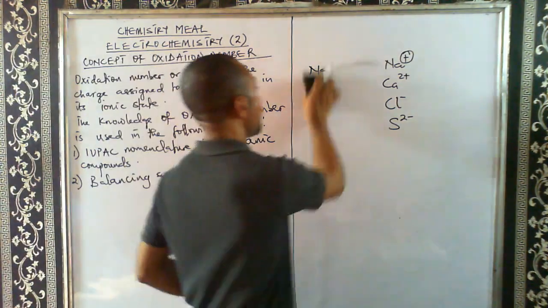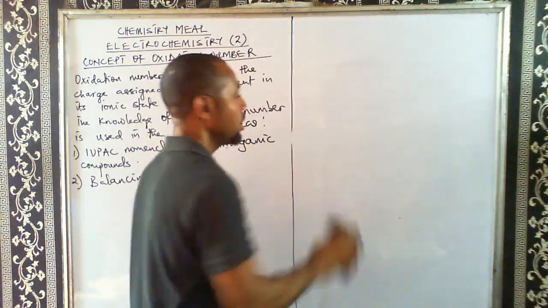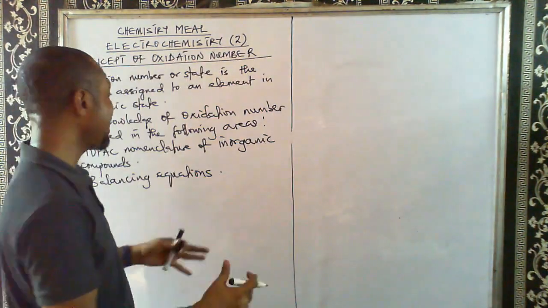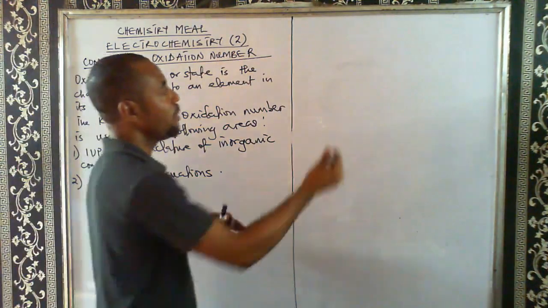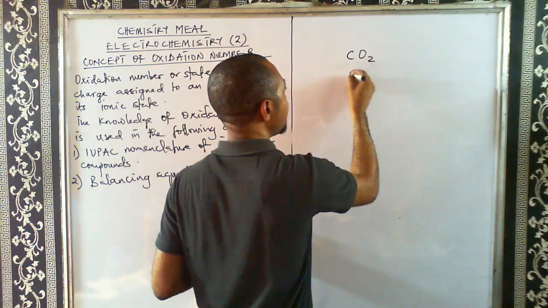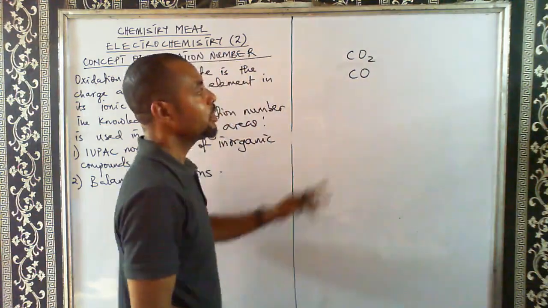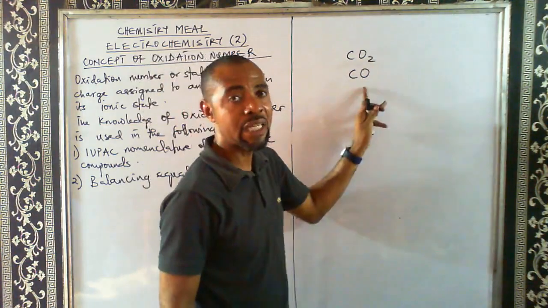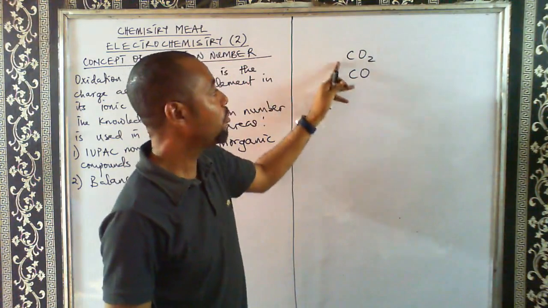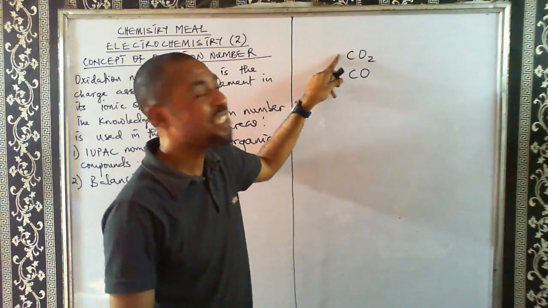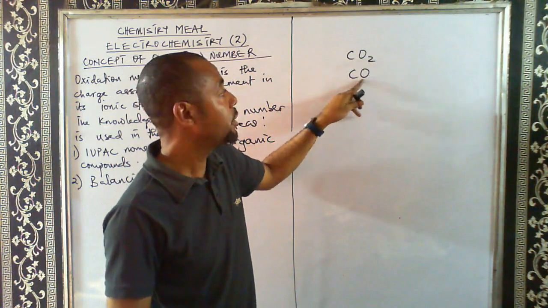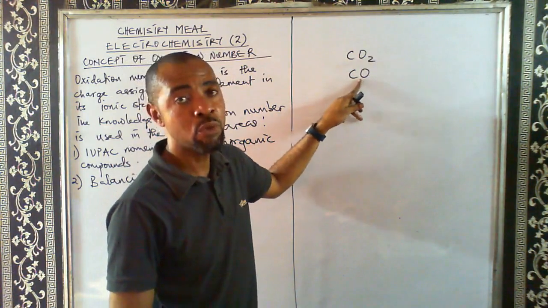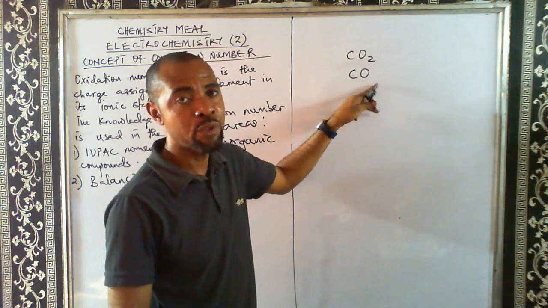So the knowledge of oxidation number is necessary in the nomenclature, that's in naming what? Naming inorganic compounds. For example, you have this and you have this. Now this one is carbon 4 oxide, this one is carbon 2 oxide. Why carbon 4 and carbon 2? The oxidation state of carbon here is 4. That's the origin of that 4. Then this place, the oxidation state is 2. That's why this is carbon 2 oxide.